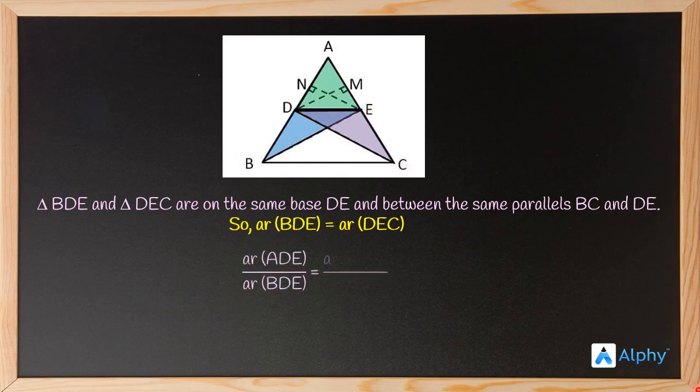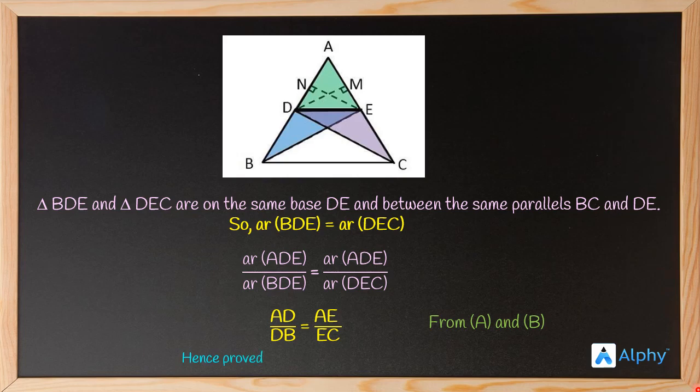Further, we can write area of ADE by area of BDE is equal to area of ADE by area of DEC, which we just found out. So by putting the values from A and B, we will get AD by DB is equal to AE by EC. Hence, proved.